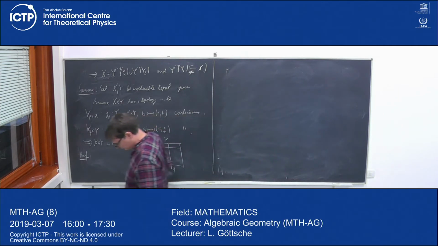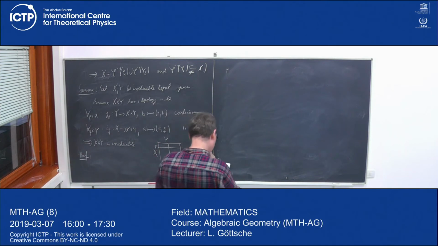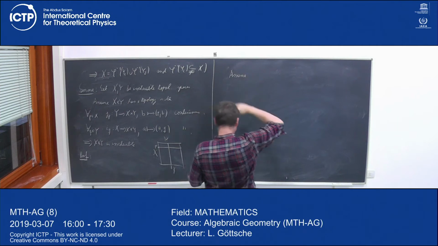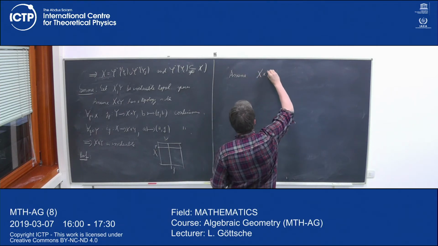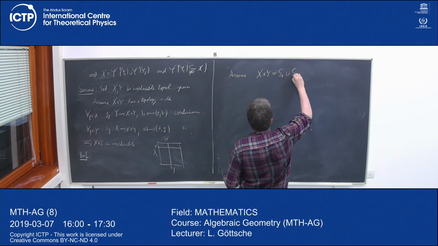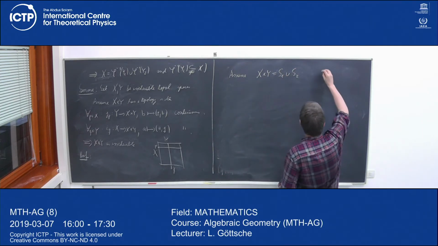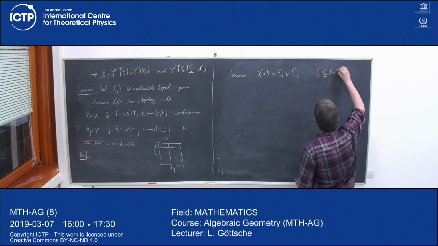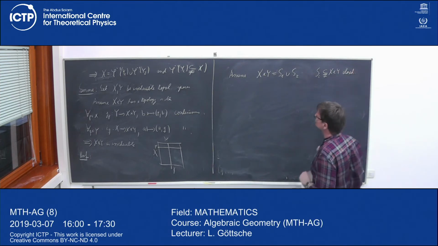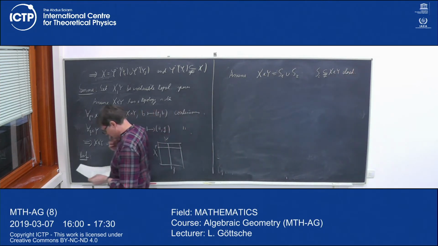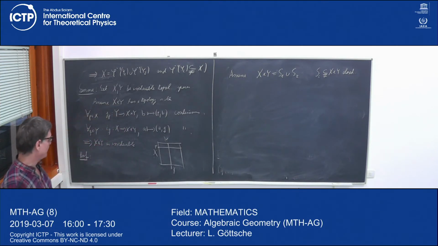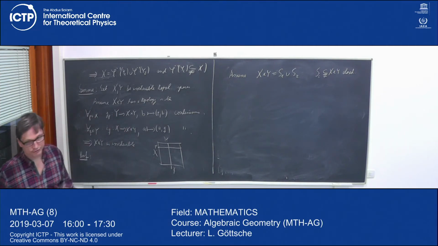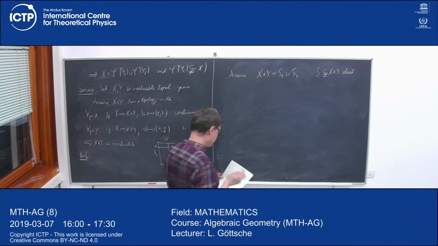Okay, so let's prove it. We make an indirect argument, so we assume that X times Y can be written as S1 union S2, where the Si are closed subsets. So this would mean that X times Y is reducible. Now we want to deduce from that that either X or Y is also reducible. And we do this by the following little trick.